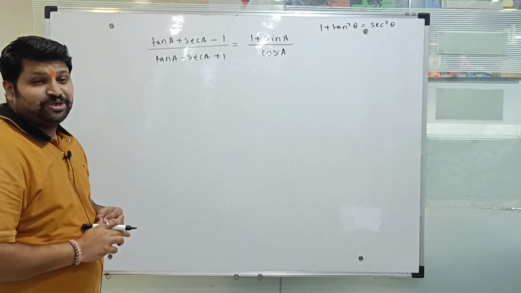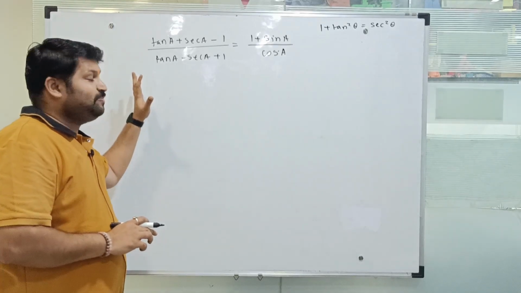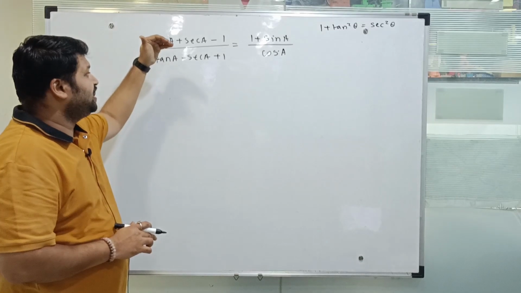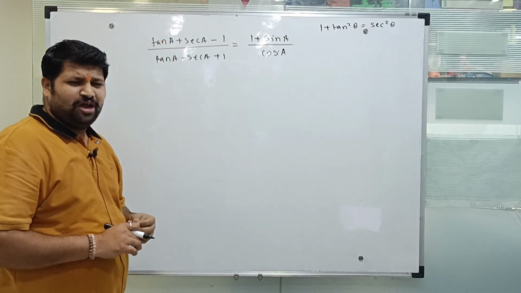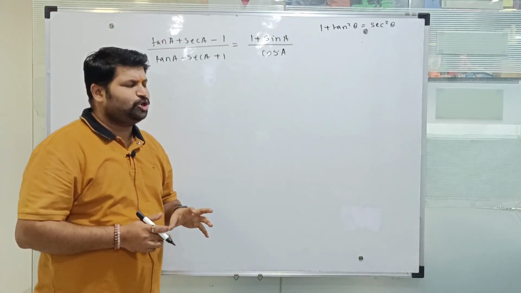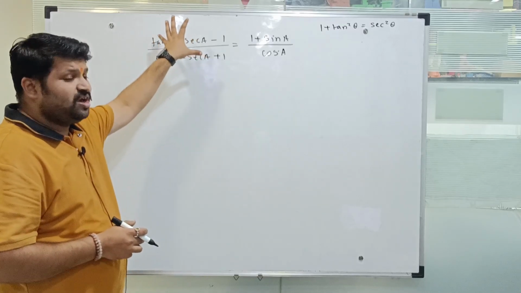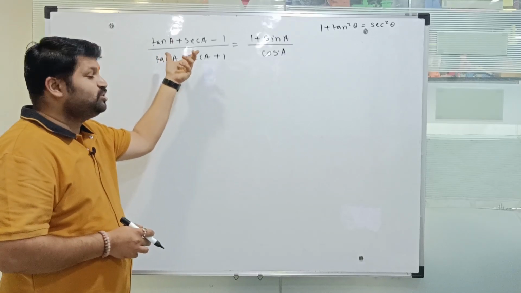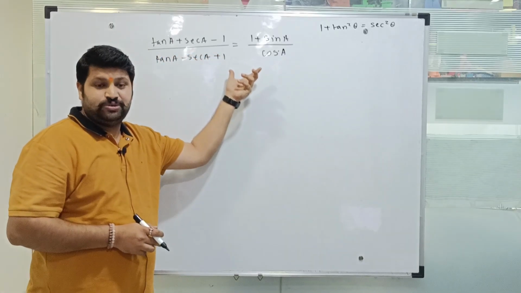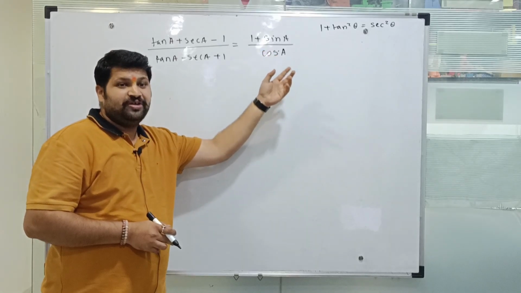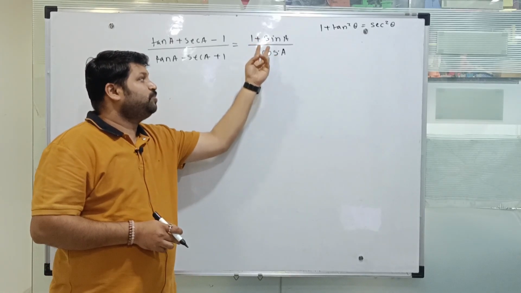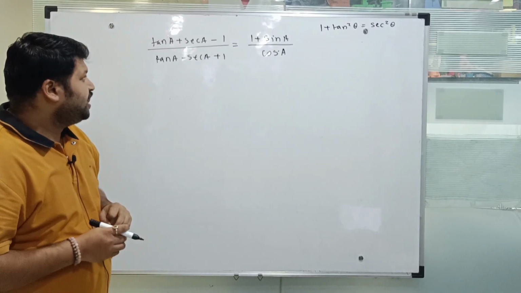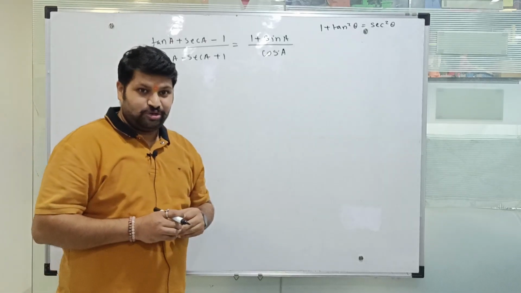Now in this particular example, what we have is tan A plus sec A minus 1 upon tan A minus sec A plus 1 on one side. Now this is a slightly tricky question because on one side we have a trinomial, or an expression which has 3 different parts to it, and on the RHS we have an expression which has only 2 parts and a single part. Okay, so let us go ahead and see how we can solve this.